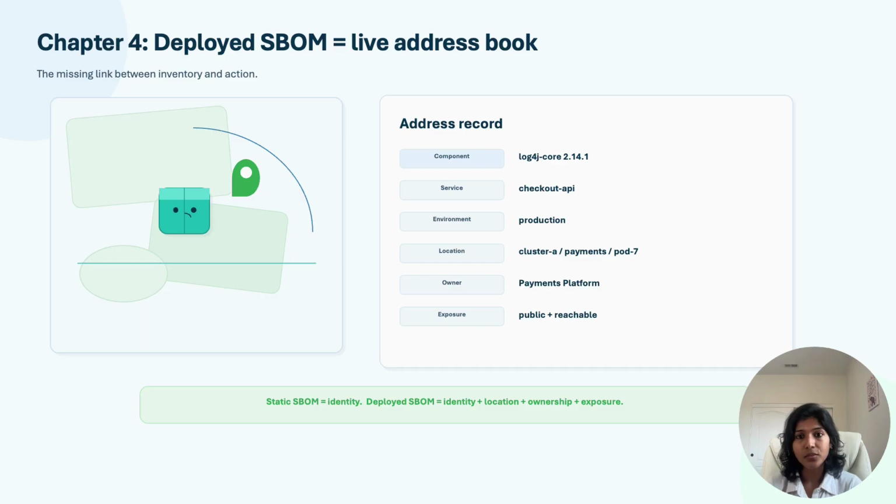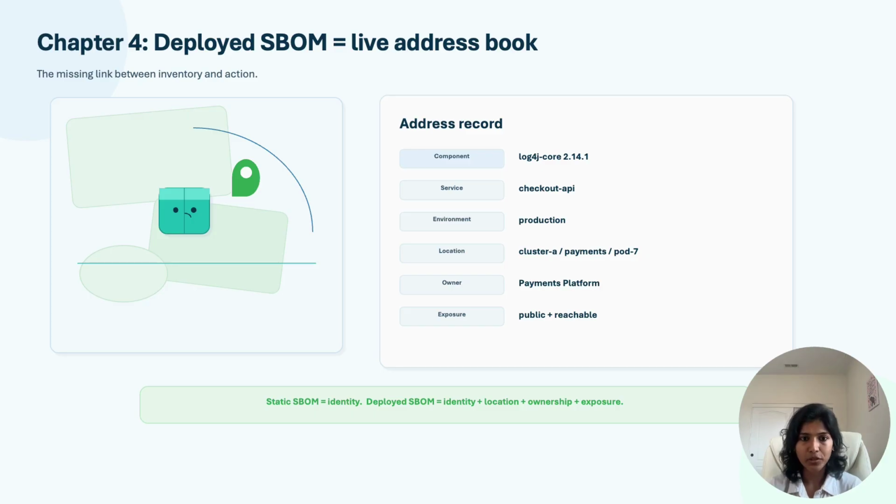Log4j record to the running environment. It is not just that Log4j exists somewhere in the code, but it should explicitly state every record. In this example, you see checkout API as the service that Log4j is running in. We have the production environment. It even tells the location to the specificity of which pod Log4j runs in. It is in the payments platform, and we also know that it is public and reachable.